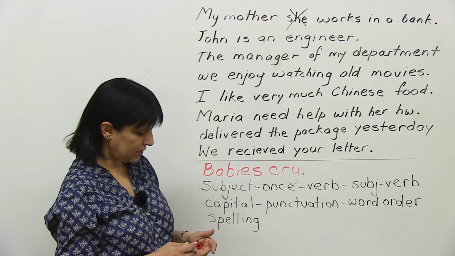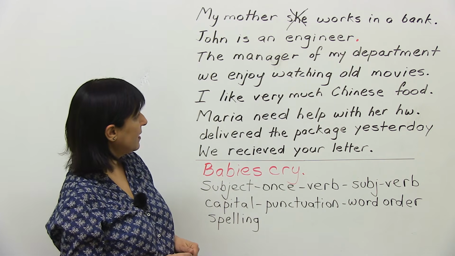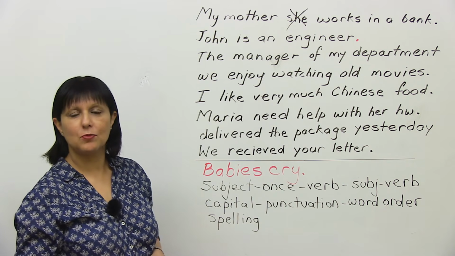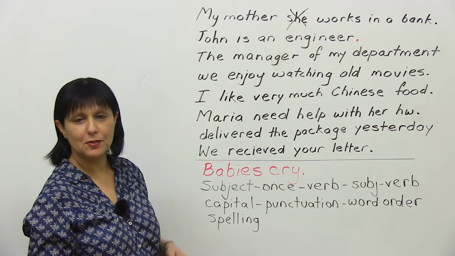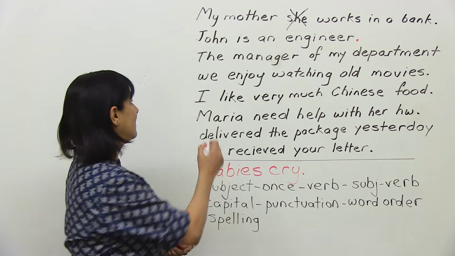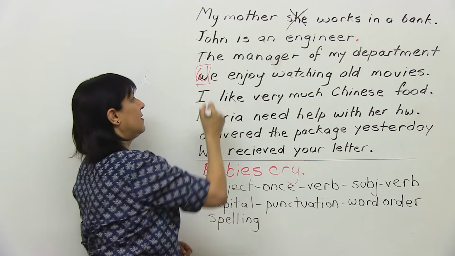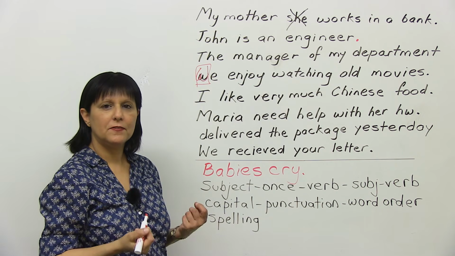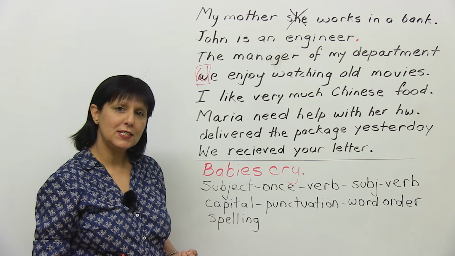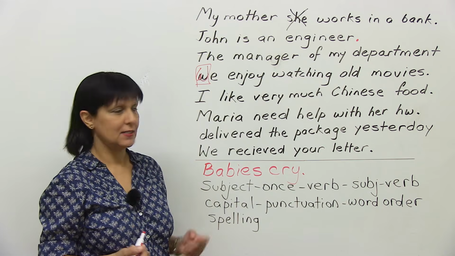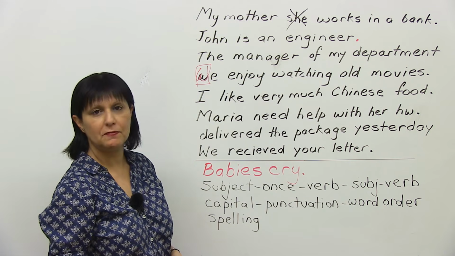Next one. We enjoy watching old movies. Okay? Again, look carefully. What's wrong there? Well, it has a subject, it has a verb, but this is the problem. The first letter in the first word of an English sentence has to be capitalized, and that's what was missing here. You see, we didn't have that problem before.